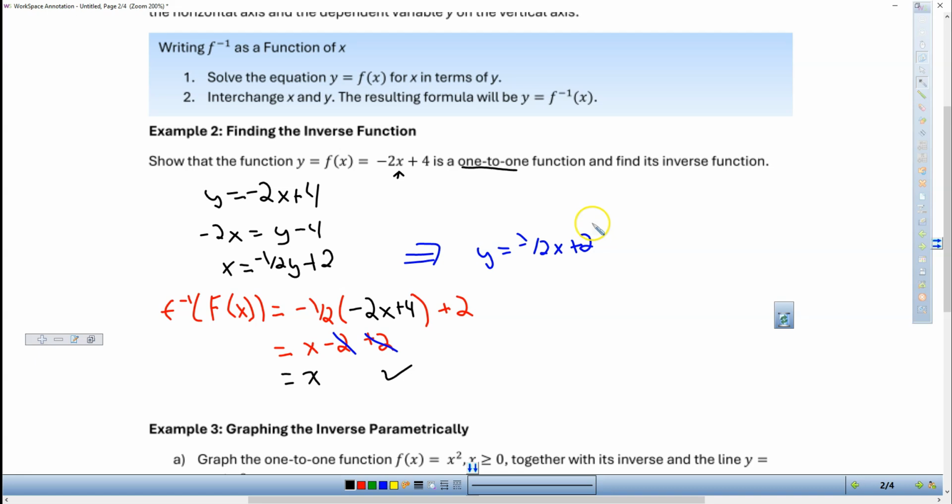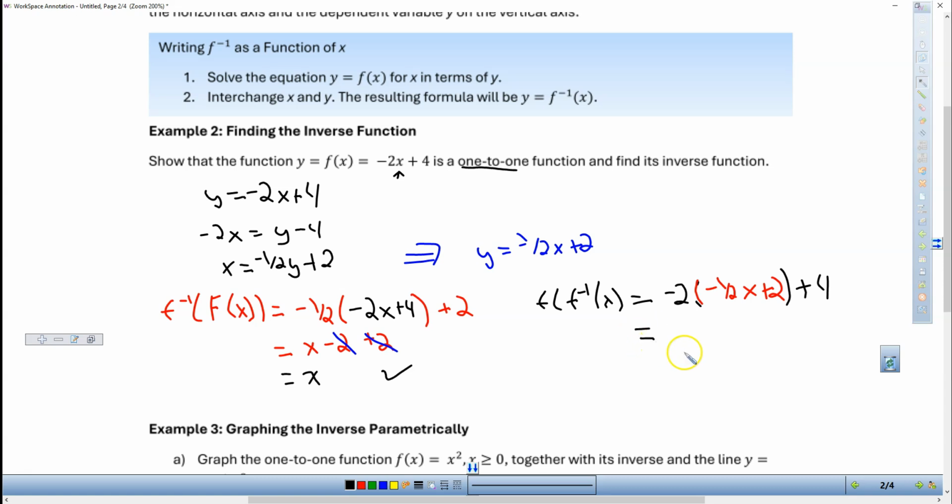And if we work it the other way, so if we say f of our inverse function of x, this is of course going to allow us to do the same thing, but in reverse. We're going to take our original function, negative 2 times our negative 1/2 x plus 2.